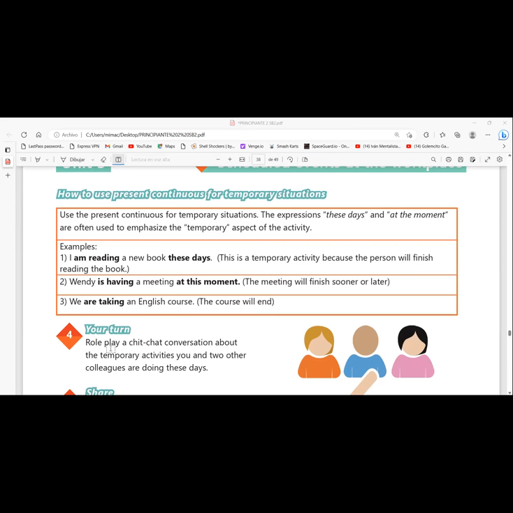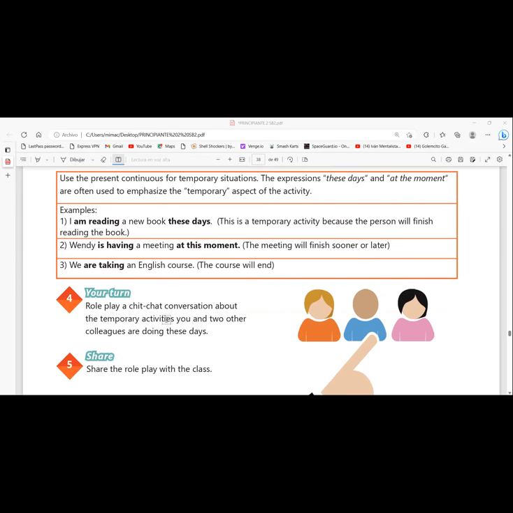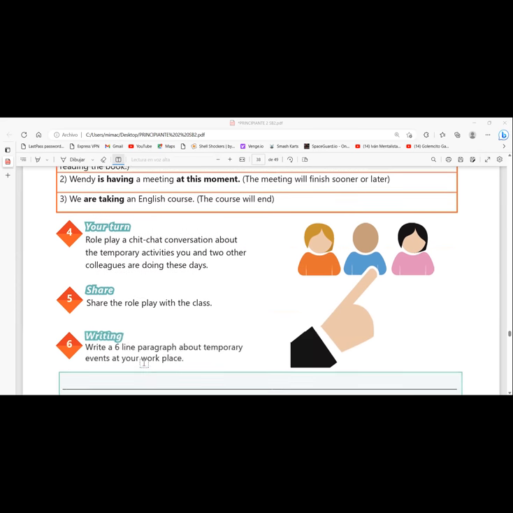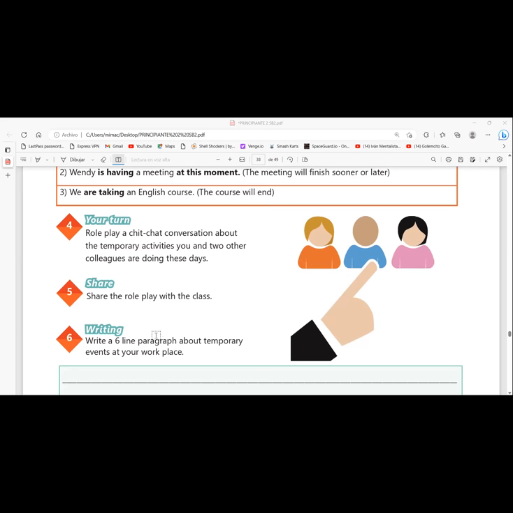Now you are going to role play a chit chat conversation about the temporary activities you and two other colleagues are doing these days. You share the role play with the class.